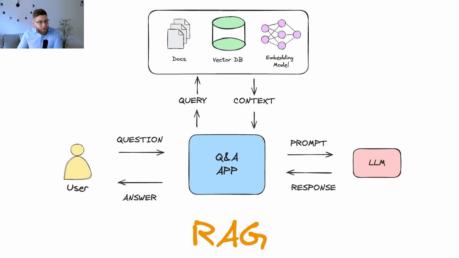This context is then injected into a prompt for the LLM, which instructs the LLM to generate an answer, provide an answer to the question, to the query, but only using the information provided in the context. And then an LLM responds, and this answer is then presented to the user.